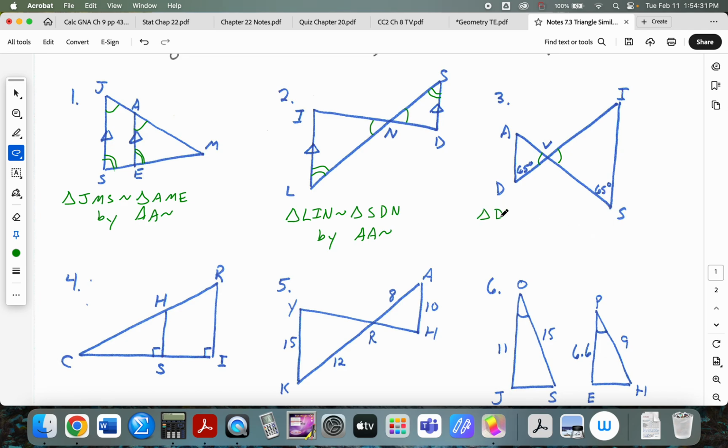triangle, I'll name the first one DAV, is similar. What matches with D? S. And A doesn't have any markings on it at all, so that matches with I. And the angles at V are congruent to each other by, again, angle similarity. If you're not given any side lengths, it's always going to have to be angle or nothing.